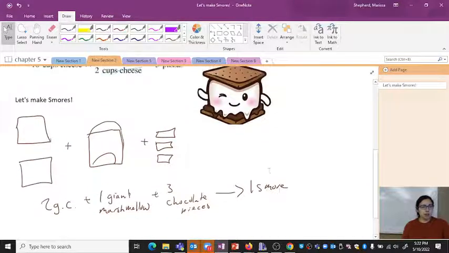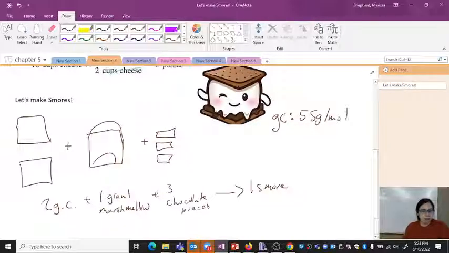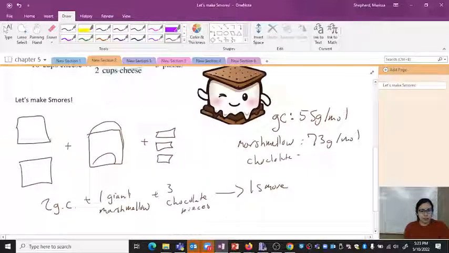And so let me give you some other information. And so this would be like your molecular weights. So of course you can't go to the periodic table and look up what a graham cracker weighs. I'll tell you that 1 mole of graham cracker is 55 grams. One marshmallow is 73 grams per mole. And a chocolate is 15 grams per mole.